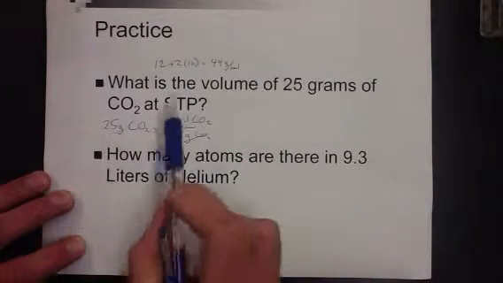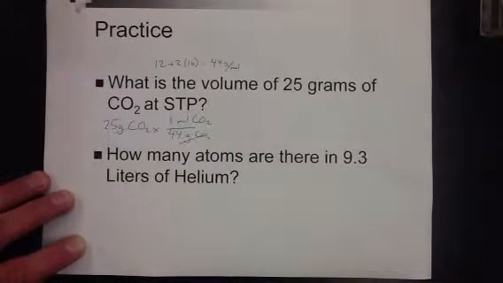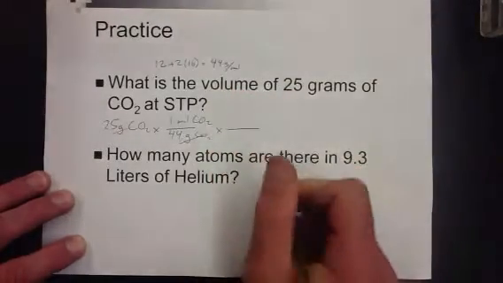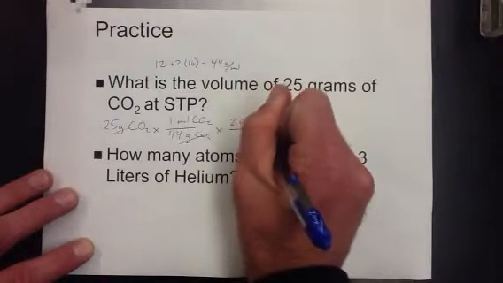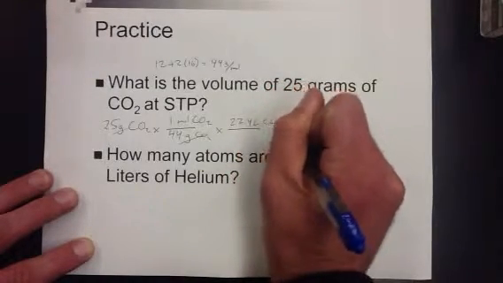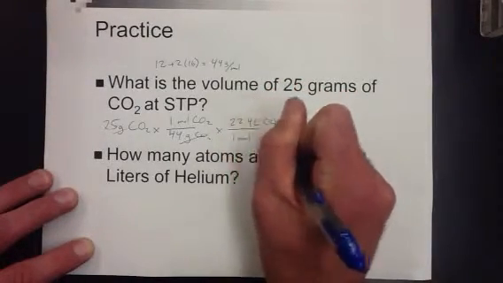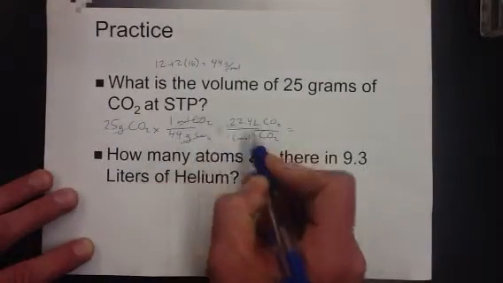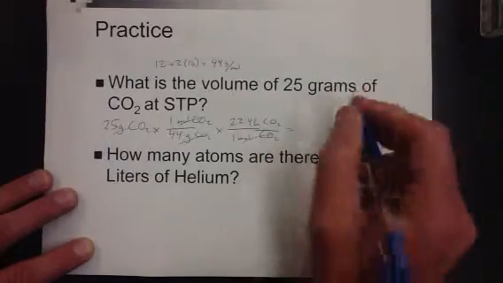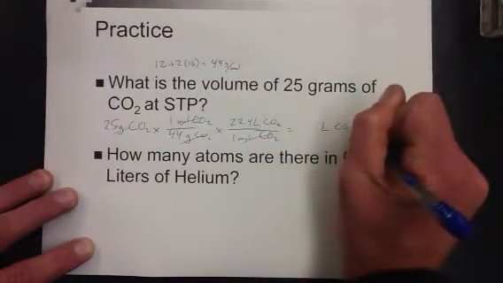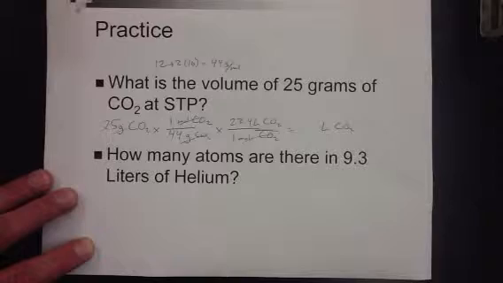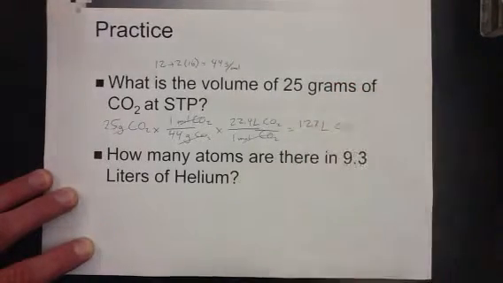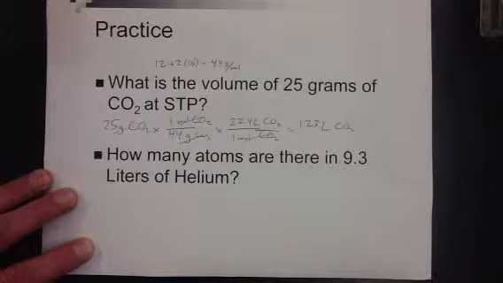The question's asking us what's the volume of 25 grams. So we need to do another step here, and that second step will be to multiply by 22.4 liters of CO2 for every 1 mole of CO2. And the moles of CO2 cancel out, and then at the end our units will be liters of CO2. So we do that on our calculators, and you get 12.7 liters of carbon dioxide.